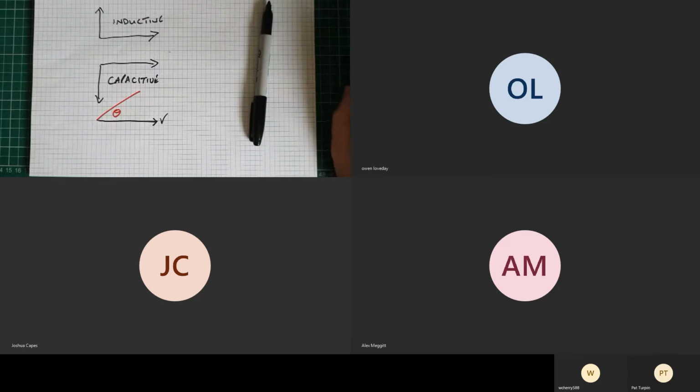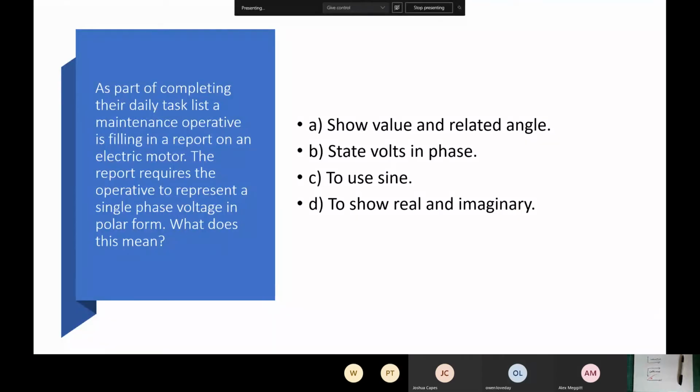Let's have a look, see if that's one of the options, shall we? Oh, look, it's A. Does that make sense now? Yeah, I got that one wrong when I did that. Which one did you go for? To use sine, because when it says polar form, I just thought it was sine waves.